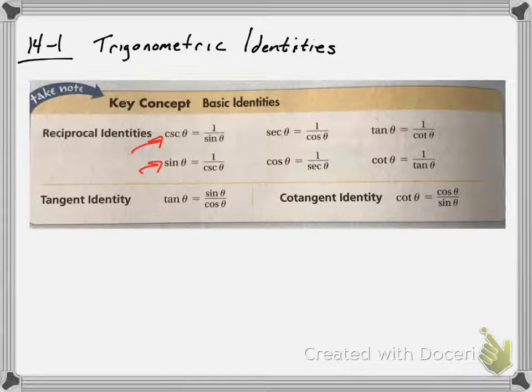The tangent identity, this one's kind of important. Tangent of theta equals sine of theta divided by cosine theta. And the cotangent identity just kind of flips it. Cosine theta divided by sine theta.